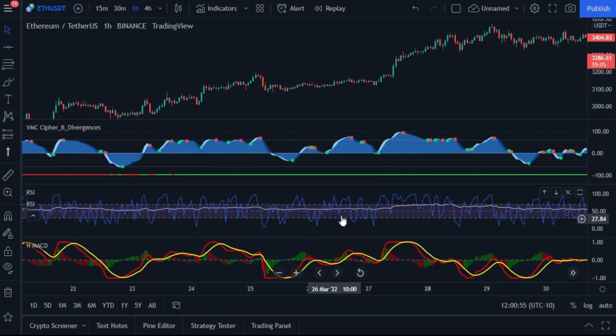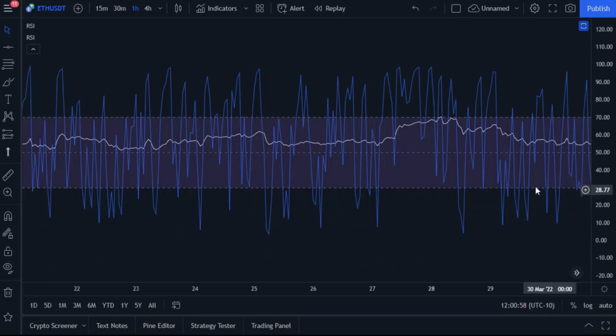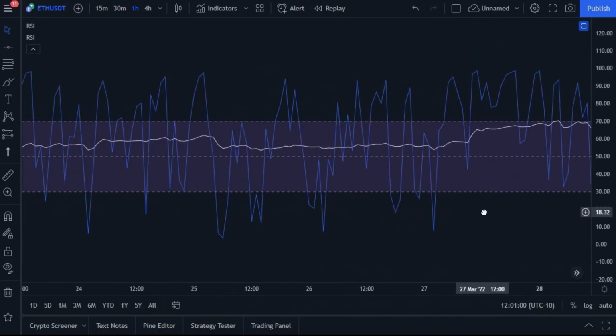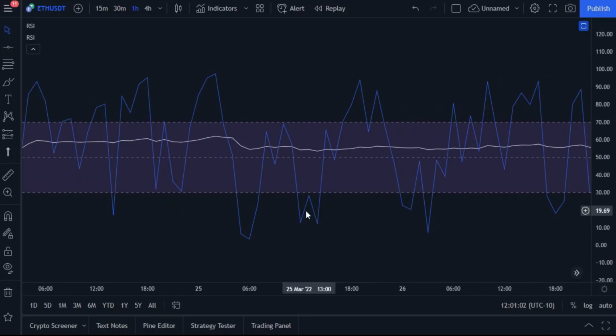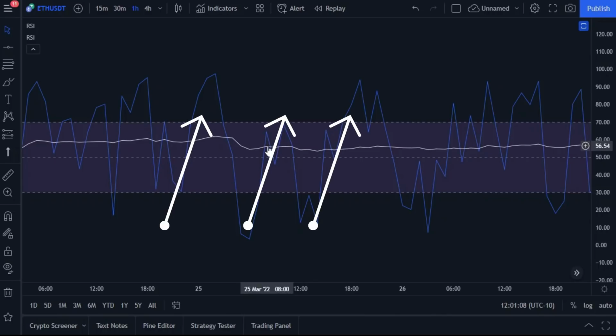Well, let's now see the conditions for the RSI indicator, which is one of the confirmation indicators in this strategy. In the RSI indicator, the condition is very simple, which is to see the fast RSI indicator cutting the slow RSI indicator from bottom to top.